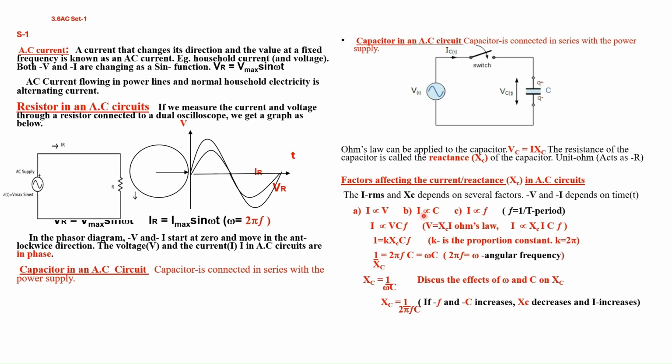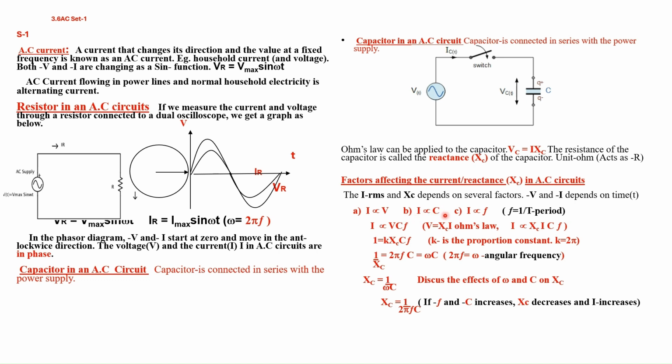Then I is again directly proportional to the capacitance. Why? If the capacitance C is greater, that means it can hold more charge. That is the meaning of capacitance, the amount of charge. So the charge is moving. Greater charge means greater current. That is direct proportion, right?